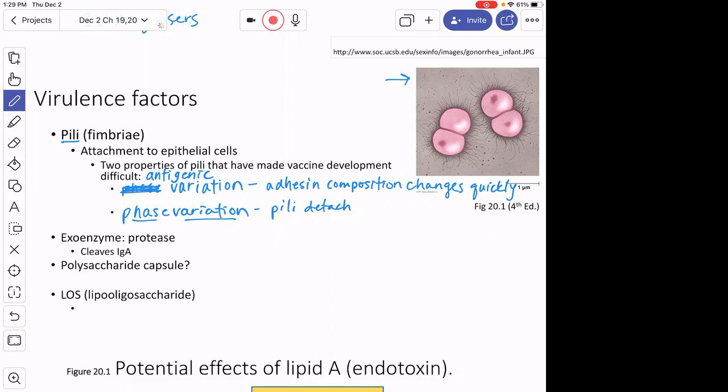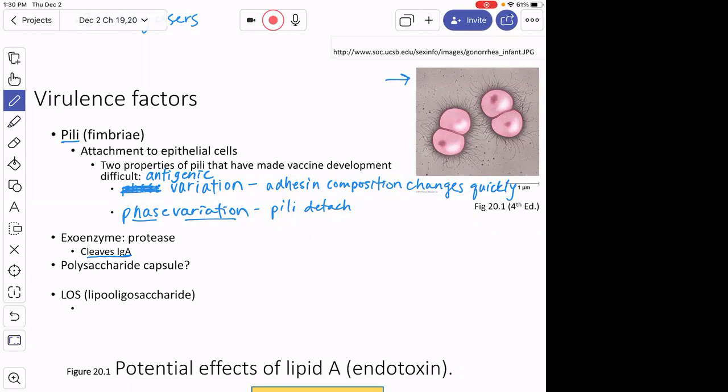Just a few other virulence factors. One exoenzyme, protease, seems like a very general name for that, but secreted on the mucous membranes, that's going to cleave IgA, which, remember, is the isotype of antibody that's most prevalent on our mucous membranes.